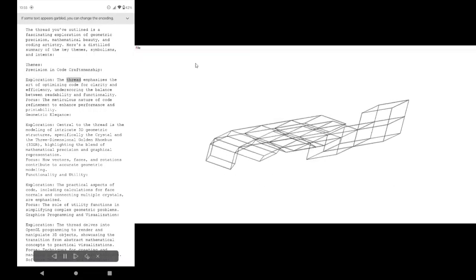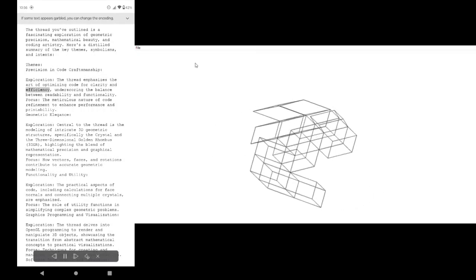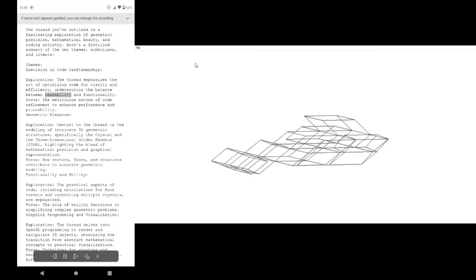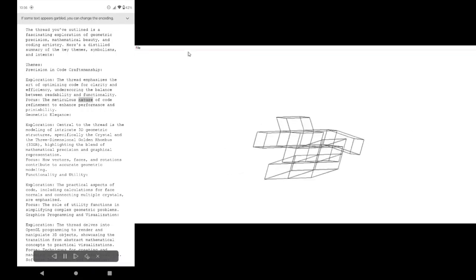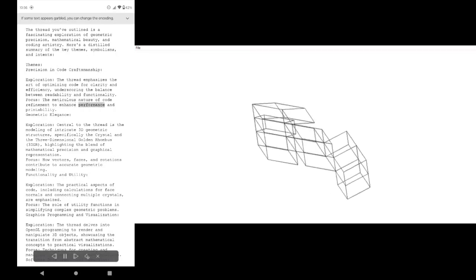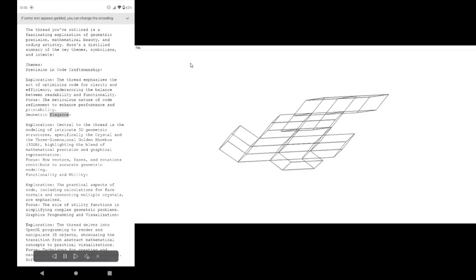Exploration: the thread emphasizes the art of optimizing code for clarity and efficiency, underscoring the balance between readability and functionality. Focus: the meticulous nature of code refinement to enhance performance and printability. Geometric elegance.